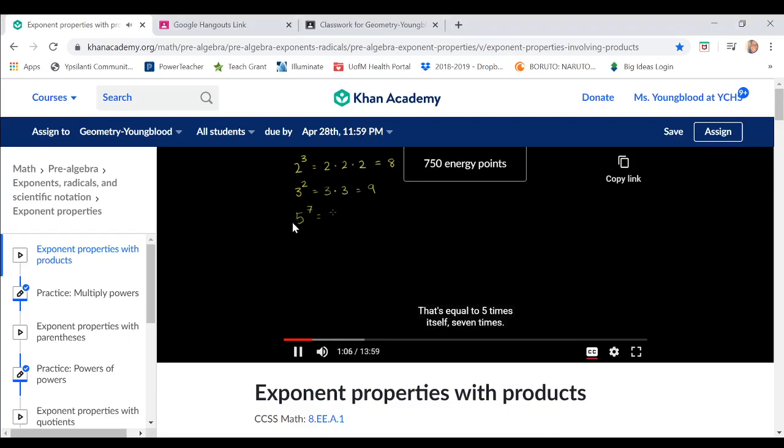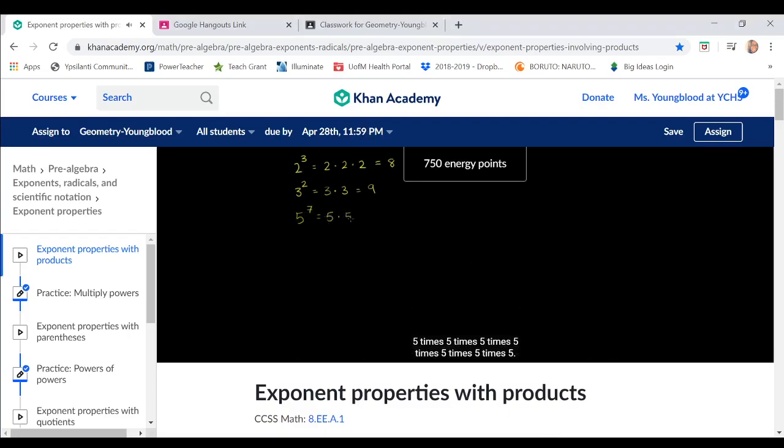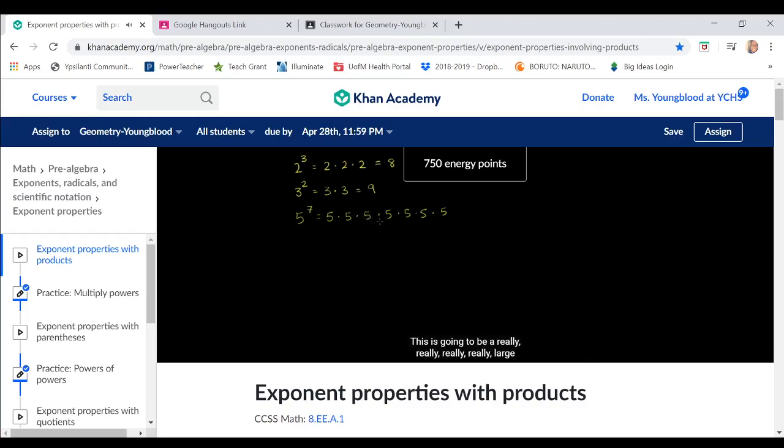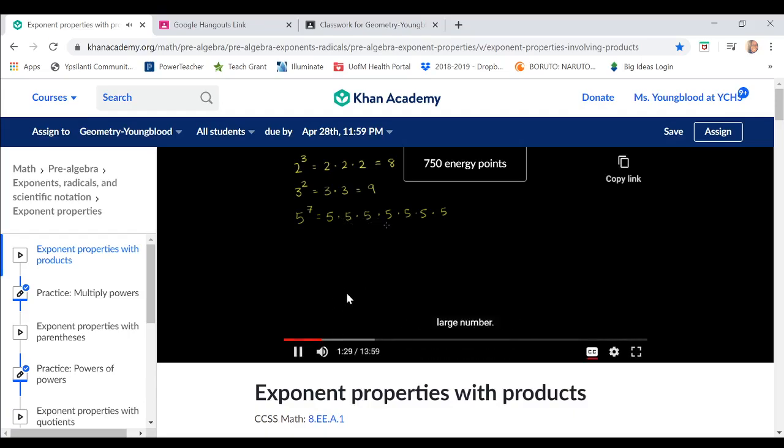7 times. 5 times 5 times 5 times 5 times 5 times 5 times 5. That's 7, right? 1, 2, 3, 4, 5, 6, 7. This is going to be a really large number. And I'm not going to calculate it right now. If you want to do it by hand, feel free to do so or use a calculator. But this is a really large number.